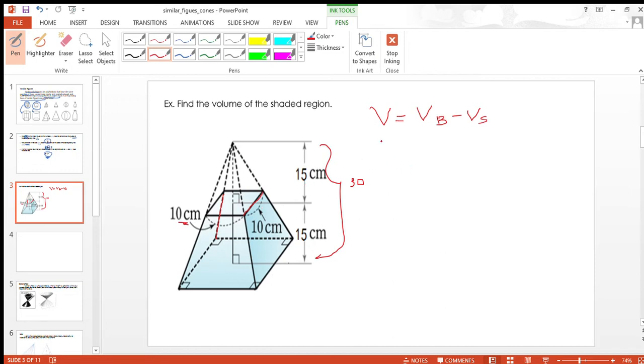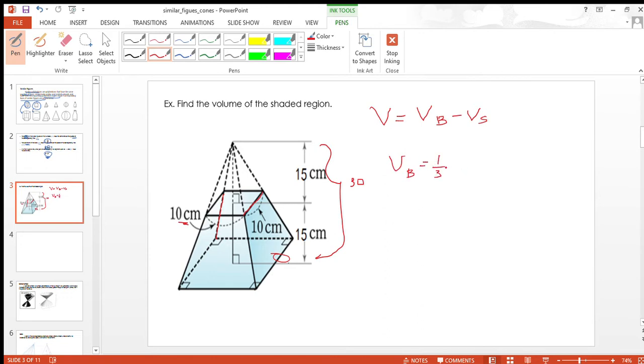How do we get the volume of the bigger pyramid? So from the previous lesson, volume is one-third base times height. Okay? So volume of the bigger pyramid first. It will be base. Do we know the base? Not yet. We don't know the base yet. Times the height. The height is already given. It's equal to 30. So volume of the bigger pyramid is one-third.